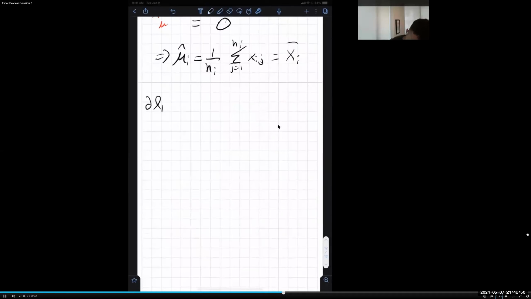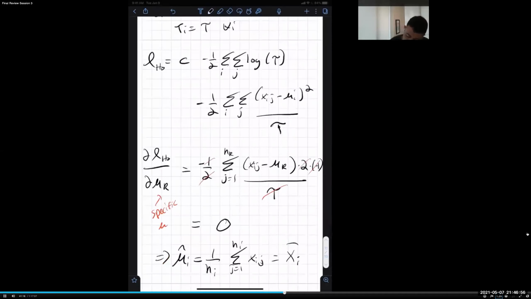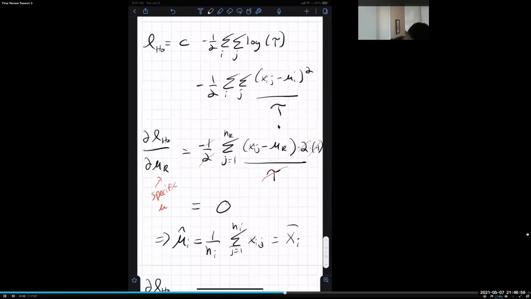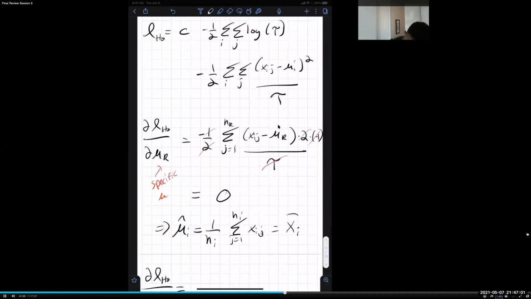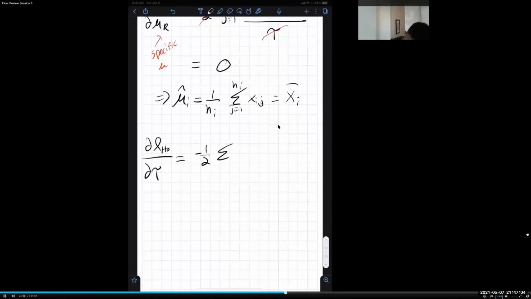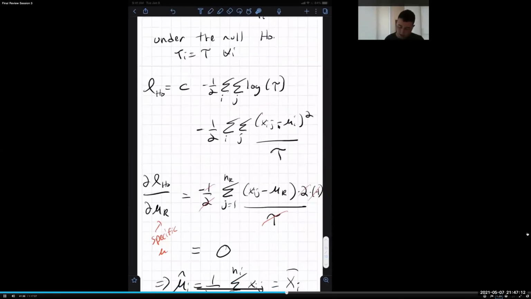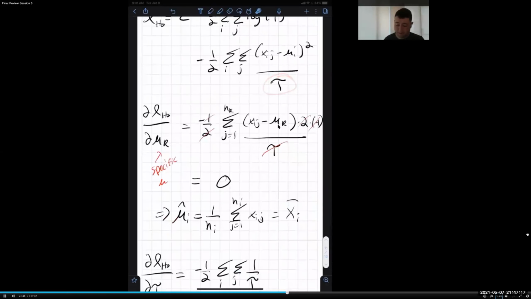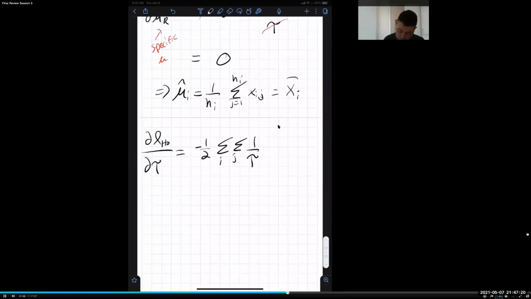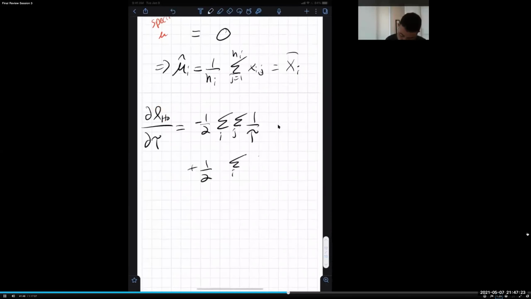So the partial of L under H naught with respect to tau is just going to be equal to, I'll write everything out actually, negative 1/2, the sum over the i's, the sum over the j's of 1 over tau. That's from the log here. And then this here, again, is just an entire constant in this case. We just have to think of derivatives like this, which is just negative 1 over itself squared. So we get plus 1/2, the sum over the i's, the sum over the j's, (x_ij minus mu_i) squared divided by tau squared.